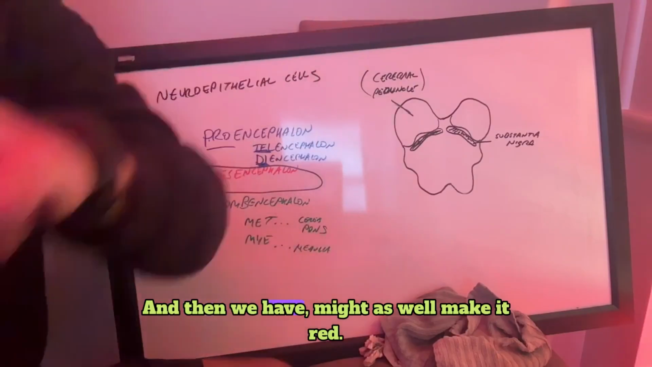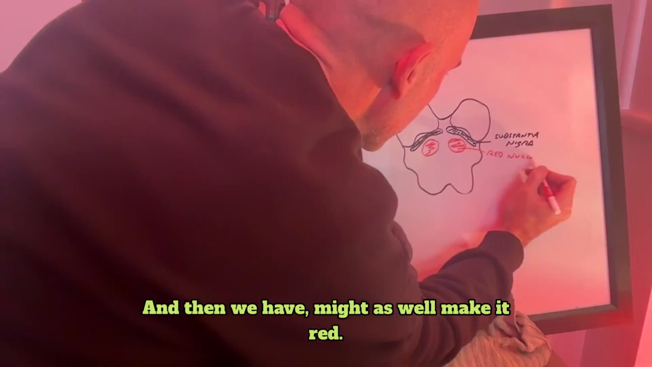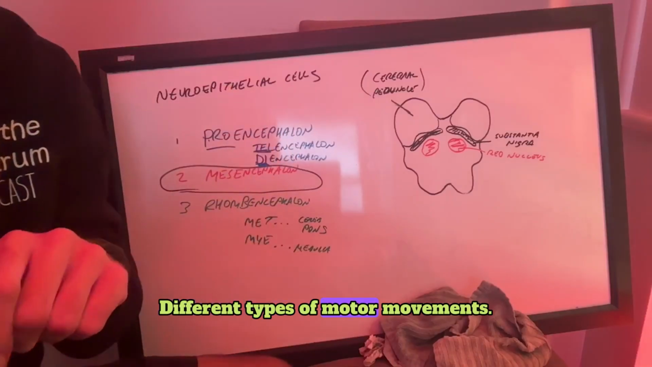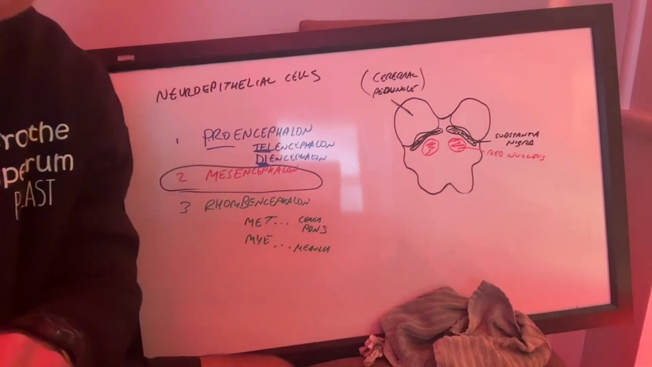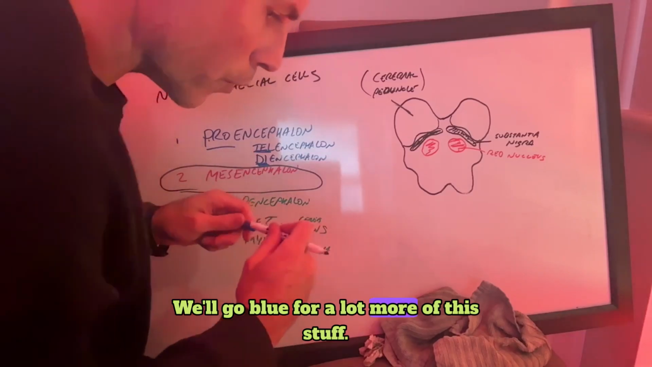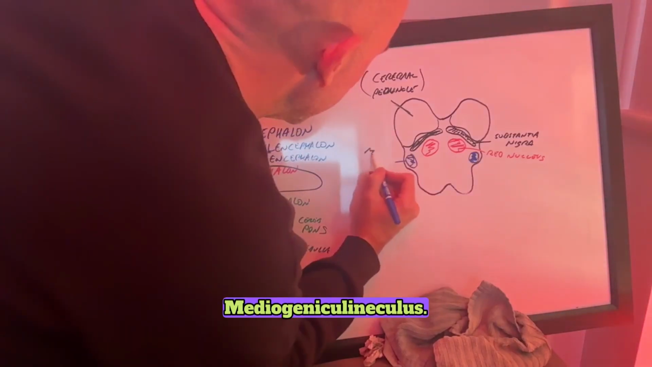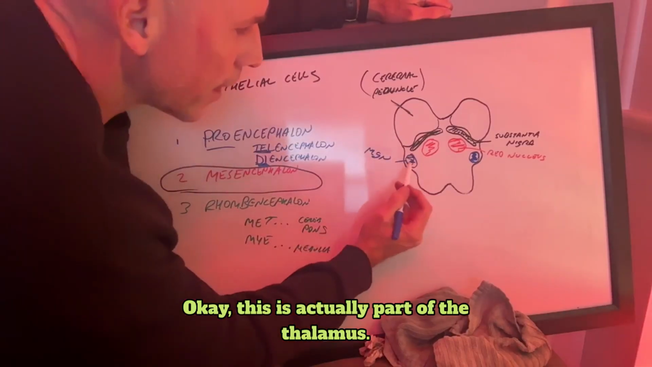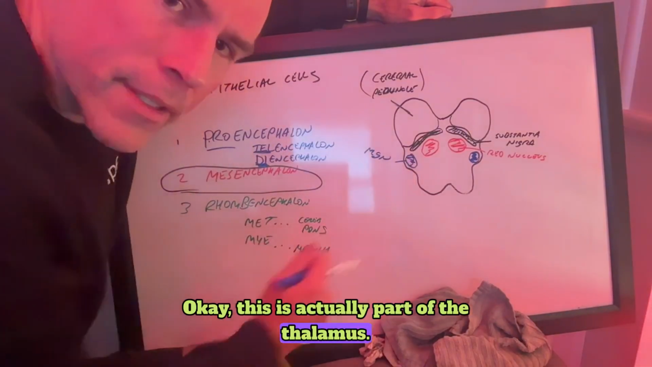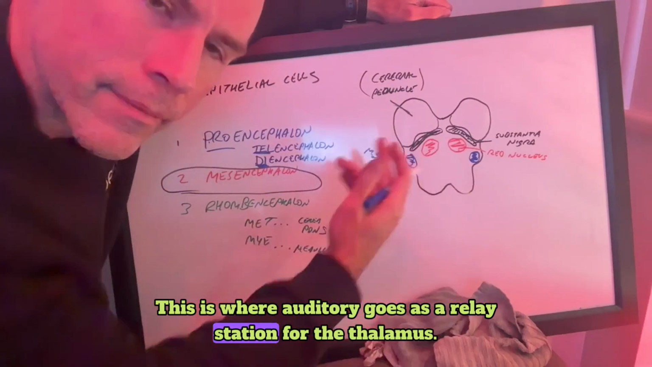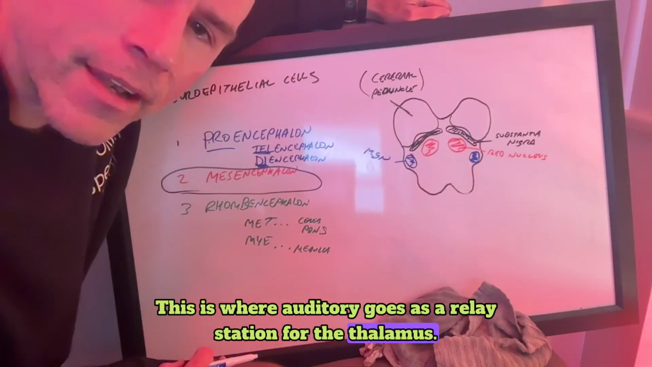And then we have, might as well make it red, the red nucleus. It's involved with motor movements, different types of motor movements. We'll go blue for a lot more of this stuff. Here, medial geniculate nucleus. This is actually part of the thalamus. This is where auditory goes, as a relay station for the thalamus.